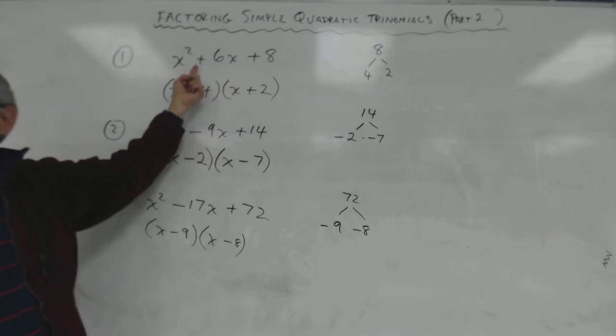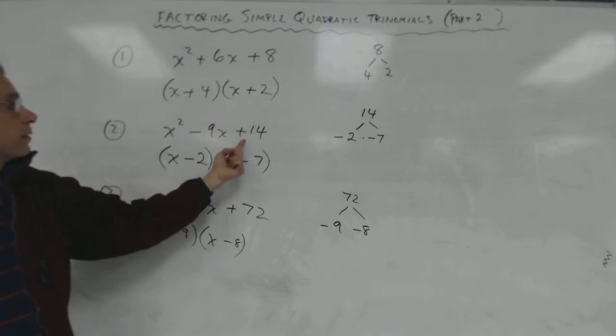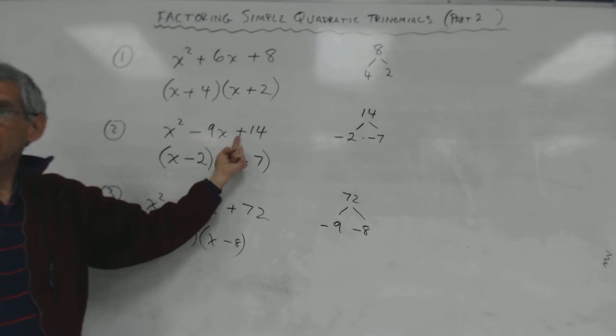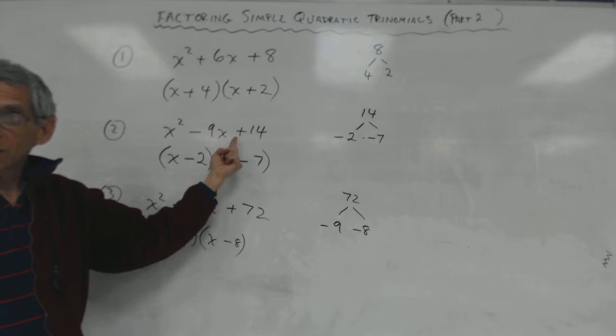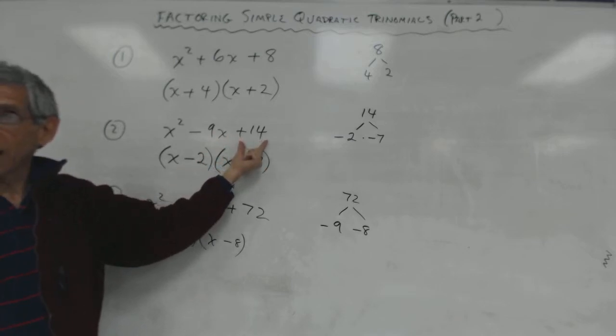This one tells me which one it has to be. If that's positive, they both have to be positive. This one says both of them are the same sign. This doesn't say they're both positive. It says that both of my factors are going to be the same sign. That's the only way I'll get a positive number when I multiply them.